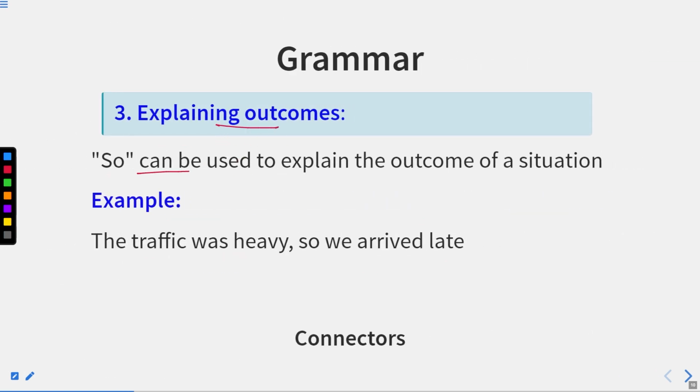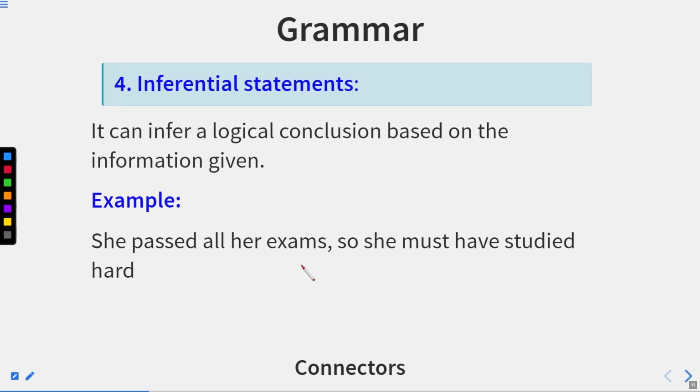Now let us move to the next one. Explaining outcomes. So can be used to explain the outcome of the situation. The traffic was heavy, so we arrived late. This one is the result, whereas this one is the reason, and we are using a connector, that is so. Now we can also use the word because, but that will introduce the cause clause. It means we can also write this sentence like we arrived late because the traffic was heavy. In that situation, the sequence of the sentence will be changed. Result will come first, and after that the reason with the word because. That is it.